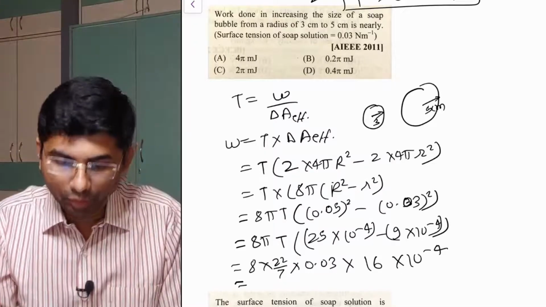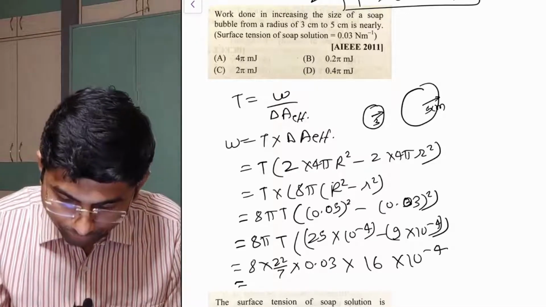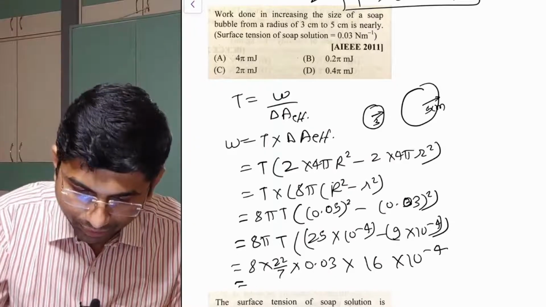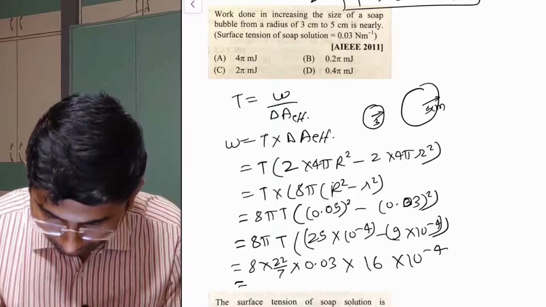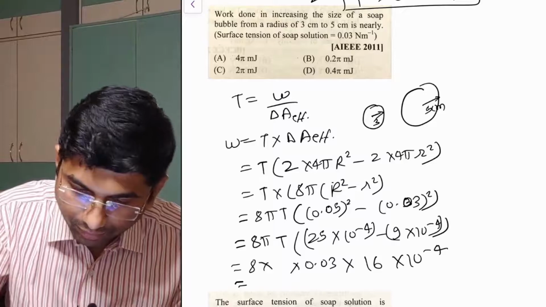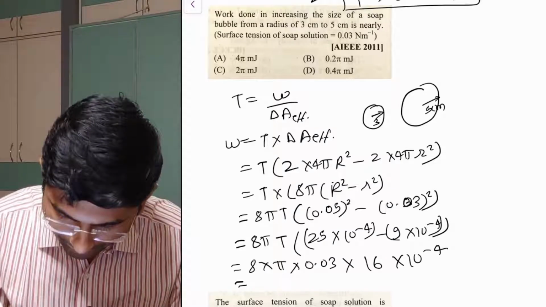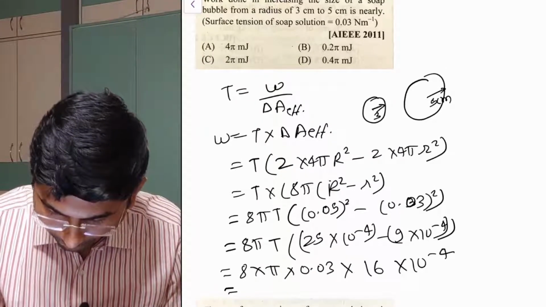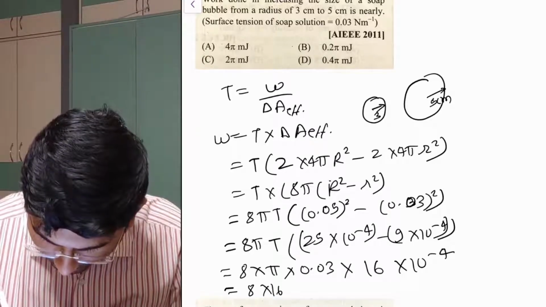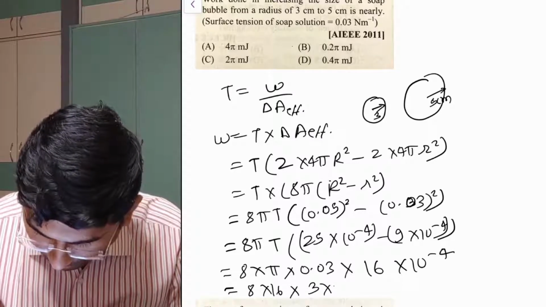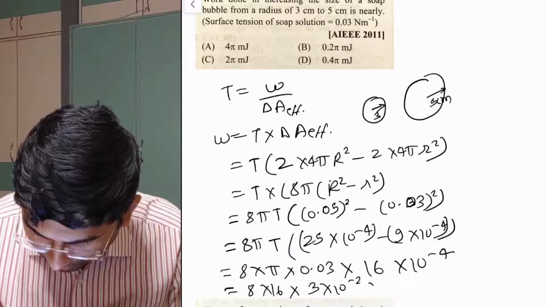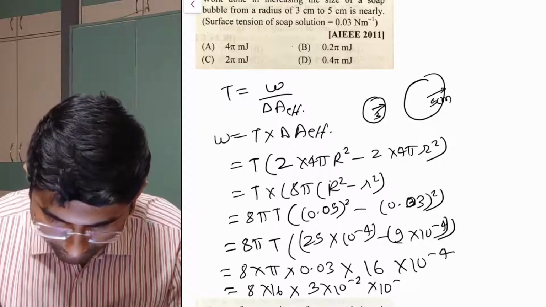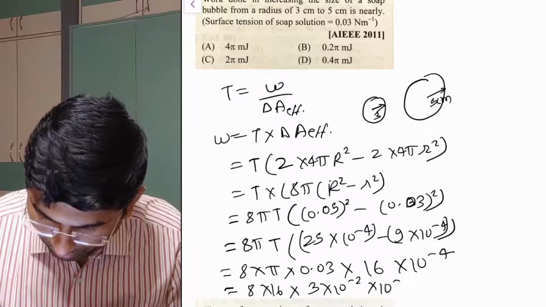Anyways, I need not replace this pi value because I am seeing the options. Options are in terms of pi. Pi is already there, so I'll keep pi as it is. Now after multiplying this, here it will be 8 into 16 into 3 into 10 to the power minus 2 into 10 to the power minus 4.